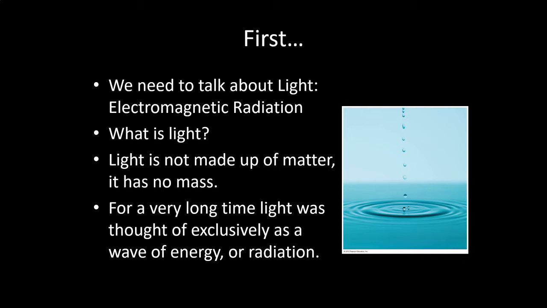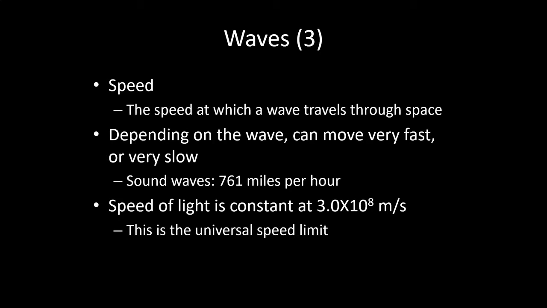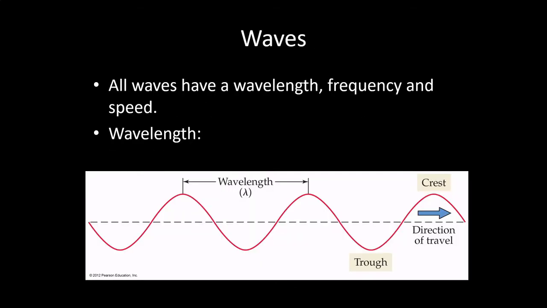And for a very long time, it was thought that light was exclusively a wave of energy or radiation, that it was nothing but this wave of energy moving through space at a very high speed. That's what was thought for a very long time. To hone in a little bit here on what we mean by a wave, and to be more specific as to what we're talking about when we say light is a wave, when it comes to waves, every wave is going to have a few distinct features. Every wave is going to have a wavelength, it's going to have a frequency, and it's going to have a speed. So let's look at each of those real briefly here.